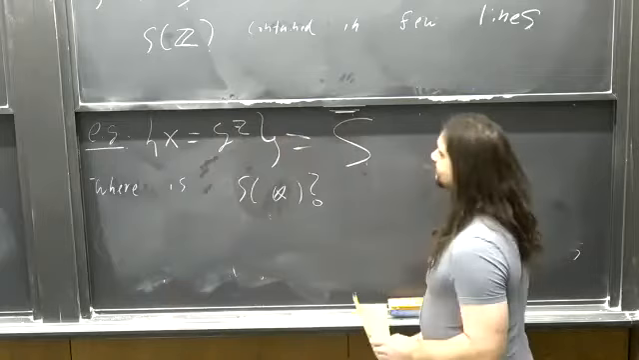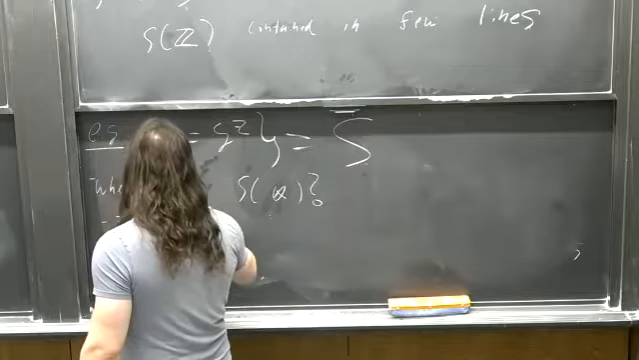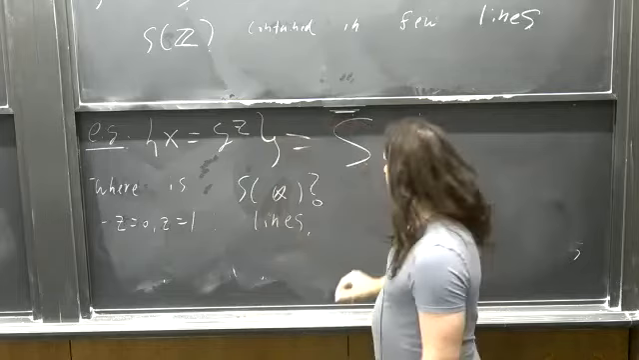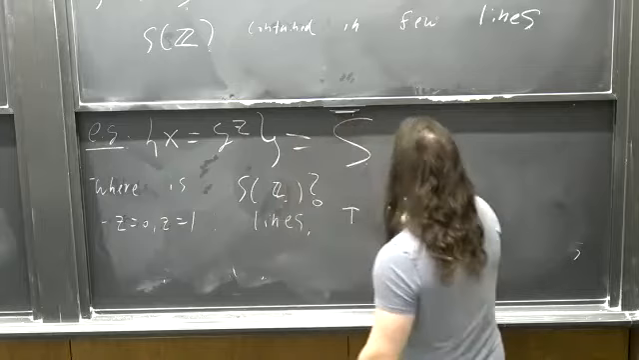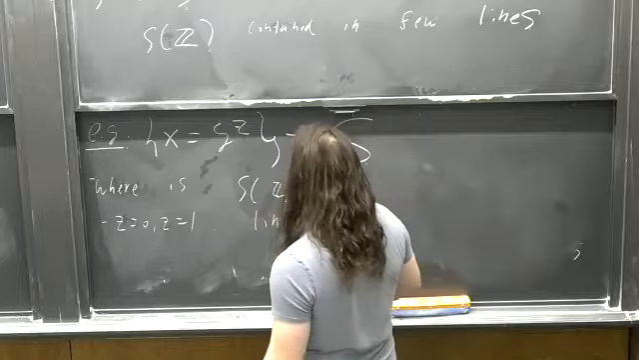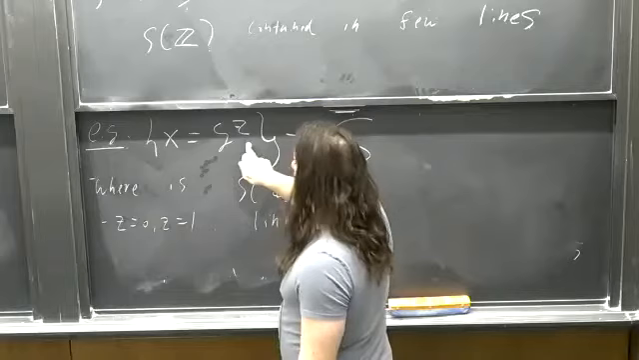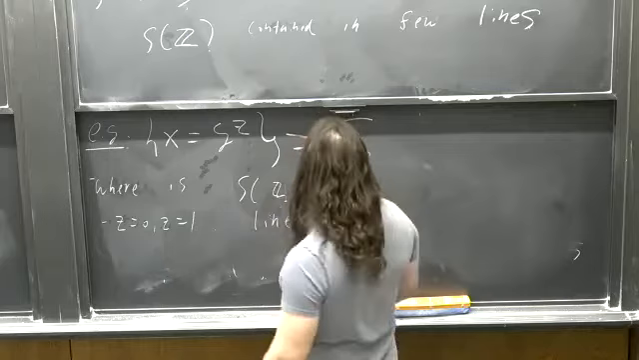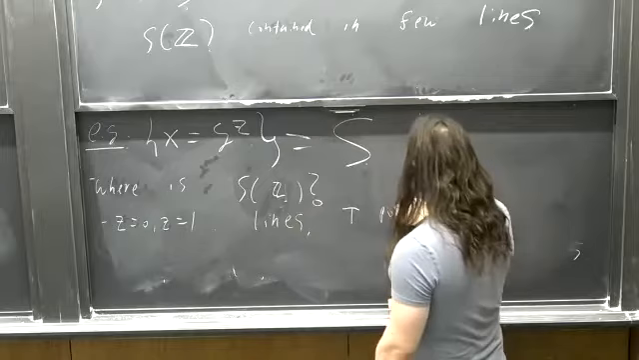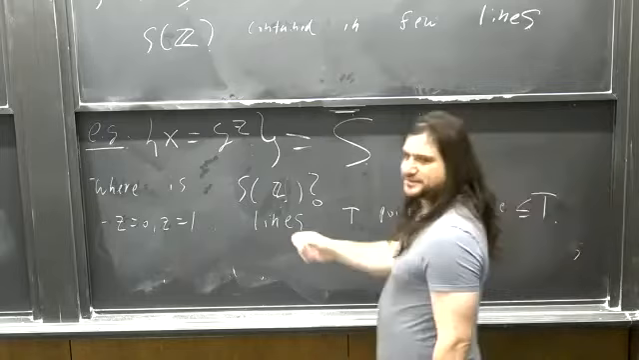Well, first of all, we have Z equals 0 and Z equals 1. These give us lines. Let's say S of Z, just for simplicity. I'm counting integer points. I'm just going to count them on the reals. That should be fine. In a box, absolutely. So you get roughly t points of size at most t. I'm looking at integer points to simplify.